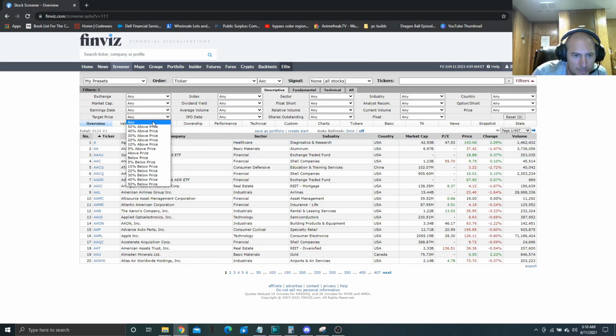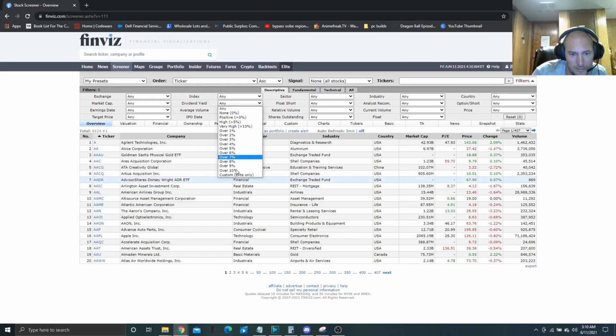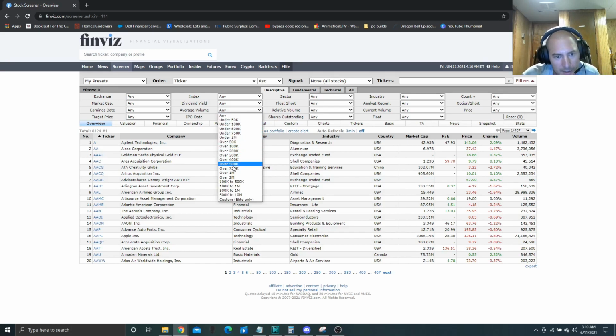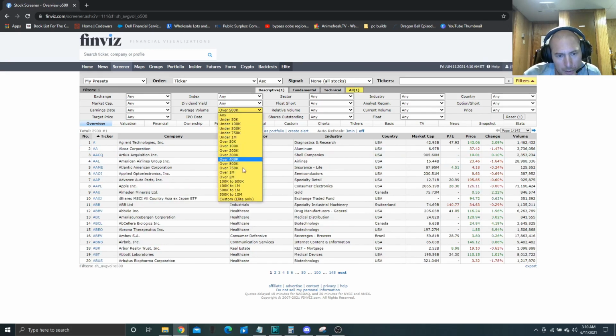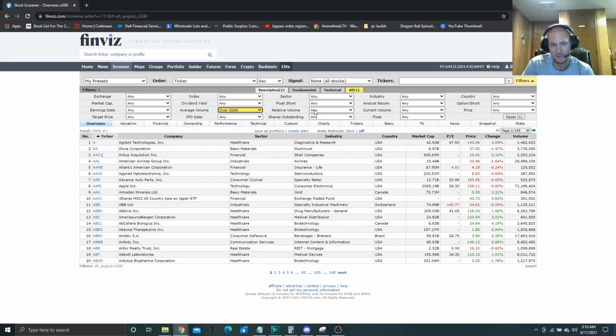Target price, I don't mess with this ever, honestly. Of course, the index, the S&P 500 or the Dow Jones. If you're looking for things with dividends, this is what you can click here. Average volume, this is one that I use on every scanner, and for the most part I just use over 500,000, but you can use 1 million, 2 million, or anything that you prefer. IPO date, I don't mess with that either. The sector, I don't mess with that either, but I'll show you a trick with the sector shortly. I do use the short float sometimes when I'm looking for squeeze plays.